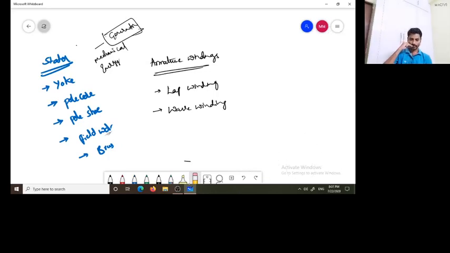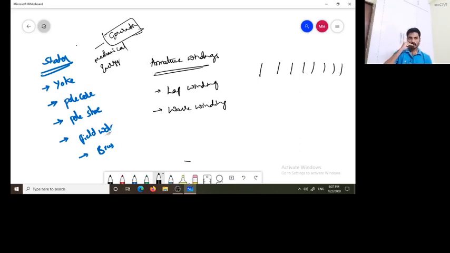Now we'll see about lap winding. Lap winding is nothing but a successive coil overlapping on the previous coil. What is meant by coil? Suppose we have a number of coil sides like this. This conductor is represented like this. Conductor means coil side 1.